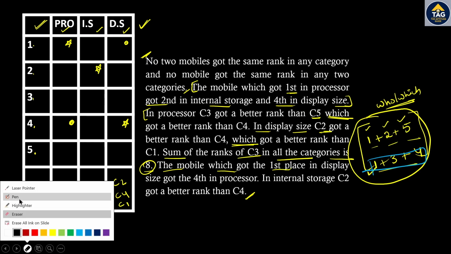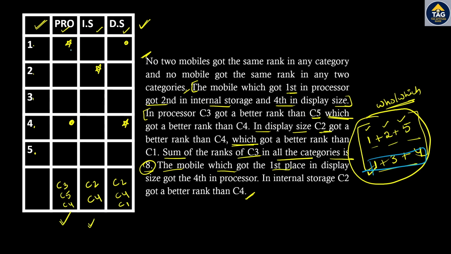Now let's look at the next possibility. C3 didn't get first rank in processor. In the same way, C3 cannot get first rank in display size. I can conclude this one as well. Let's understand this: if this is C3, even this has to be C3. But I am sure we have at least 2 mobiles which got placed next to C3.